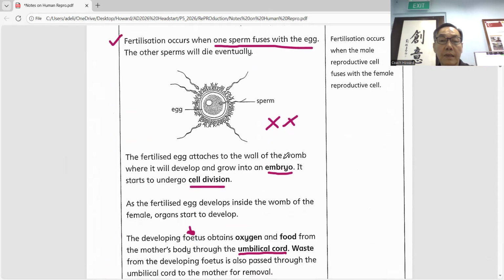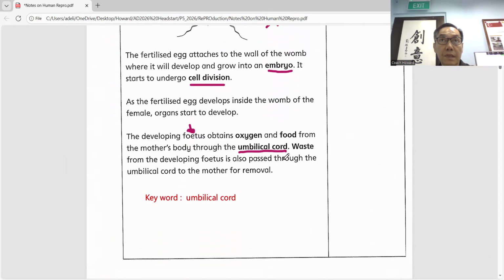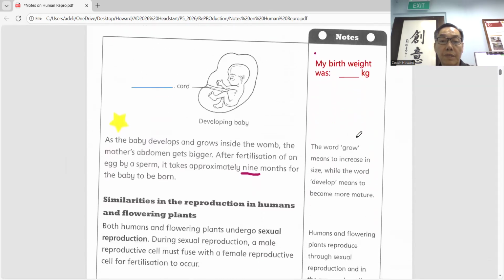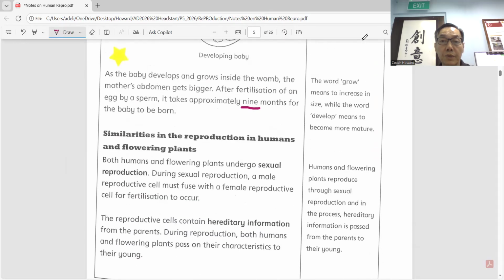And what is fertilization, and how does the fetus get food and oxygen from the mother? It is through the umbilical cord. So this is a brief introduction to human reproduction, and I wish you well in your revision and also in attempting the multiple choice questions which follow soon. Thank you.